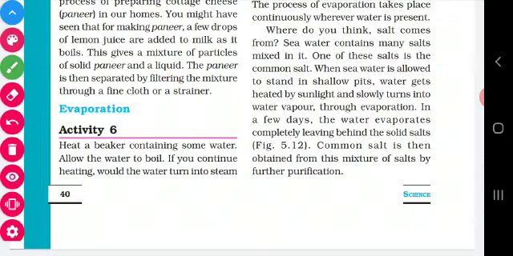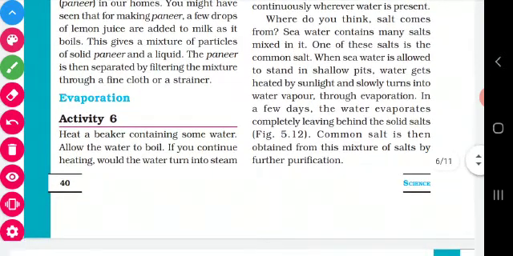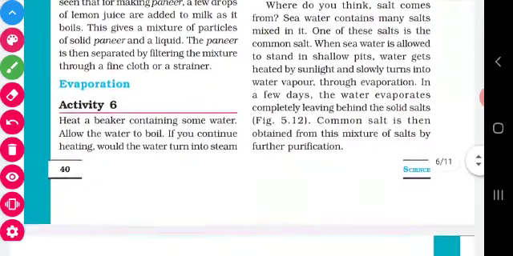Listen, children, we can obtain common salt from seawater by evaporation. Seawater is very salty, isn't it? Why is it very salty? It contains many salts in it. It contains calcium salts, magnesium salts, and also sodium chloride. The sodium chloride is called common salt. This salt only we use for cooking. So it is called common salt. So what we are going to do is separate common salt from this seawater.